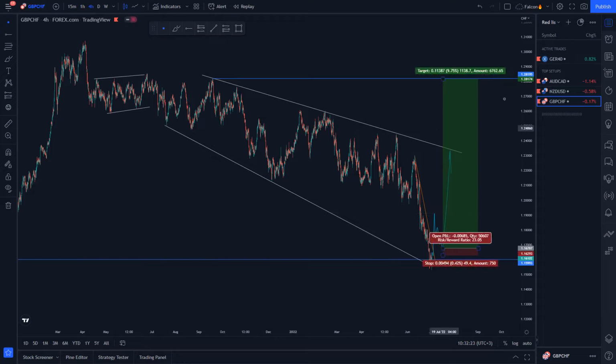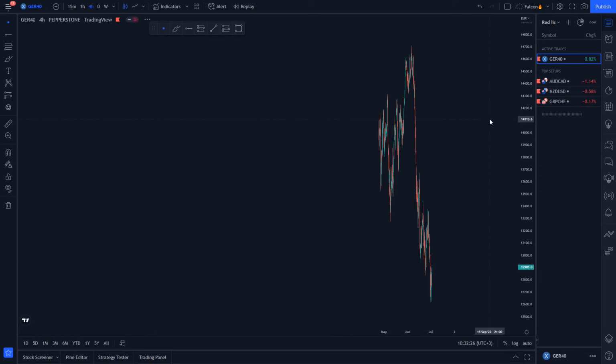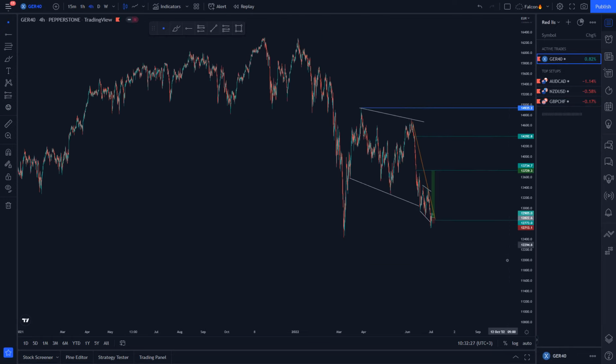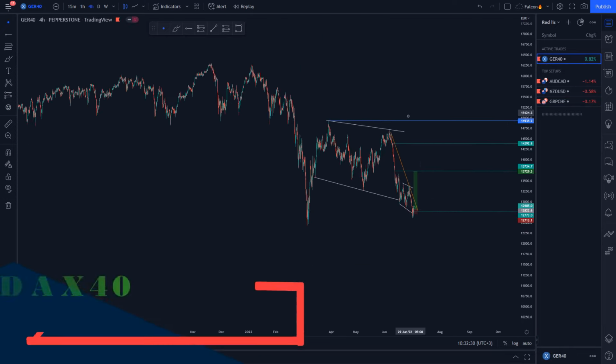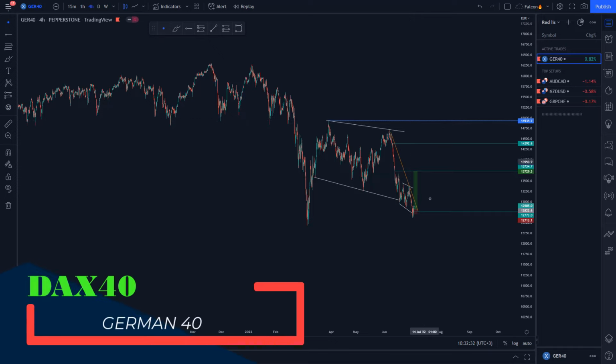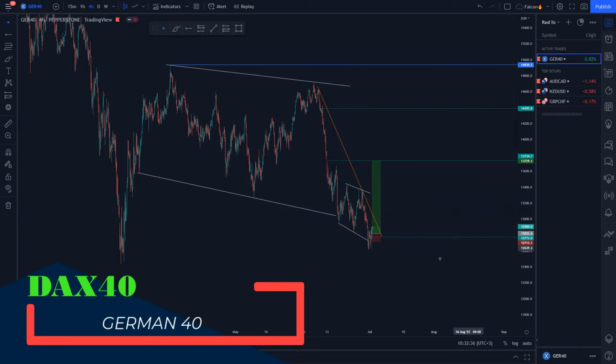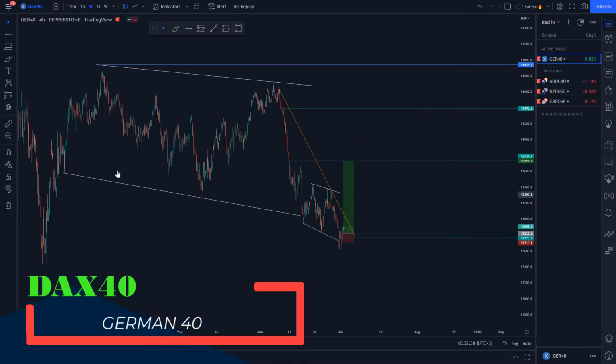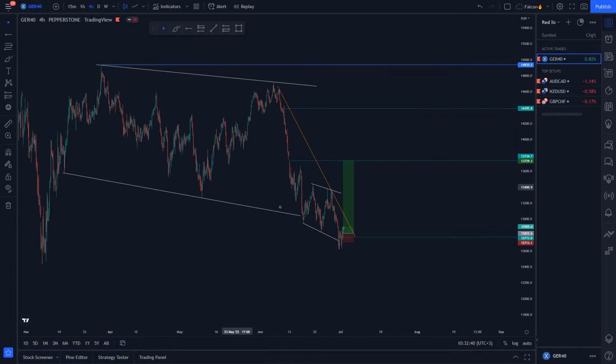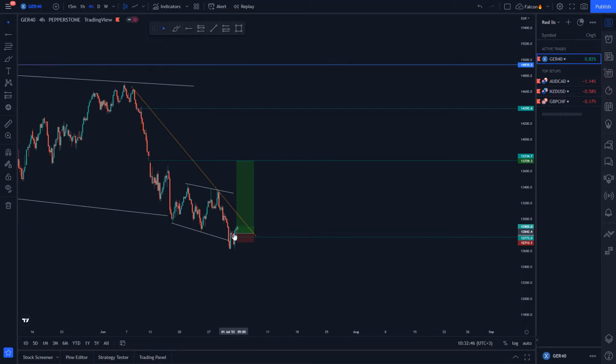Okay, so German 40, this one I'm active in. I mean, I'm active in German 40, potentially reaching up to these highs over here, but we'll see how it goes. This one I entered late on Friday. As you can see, we had this 3-touch pattern over here, and then it broke down corrective with another 3-touch pattern. So I've entered after this push over here from a lower time frame, that is.